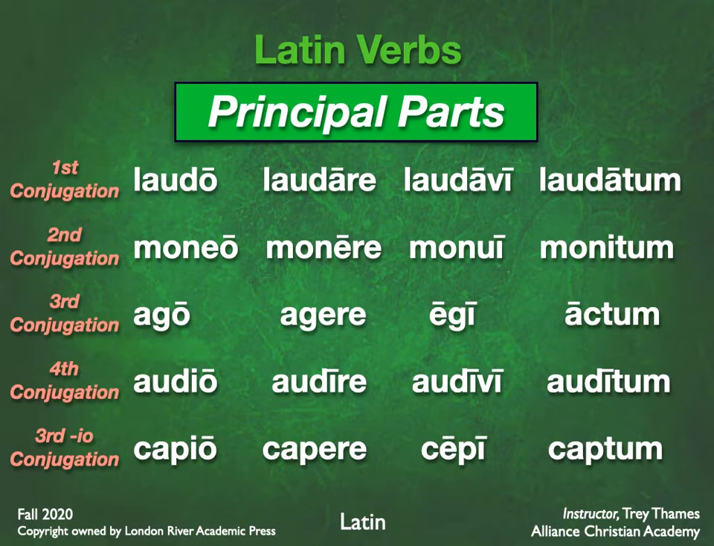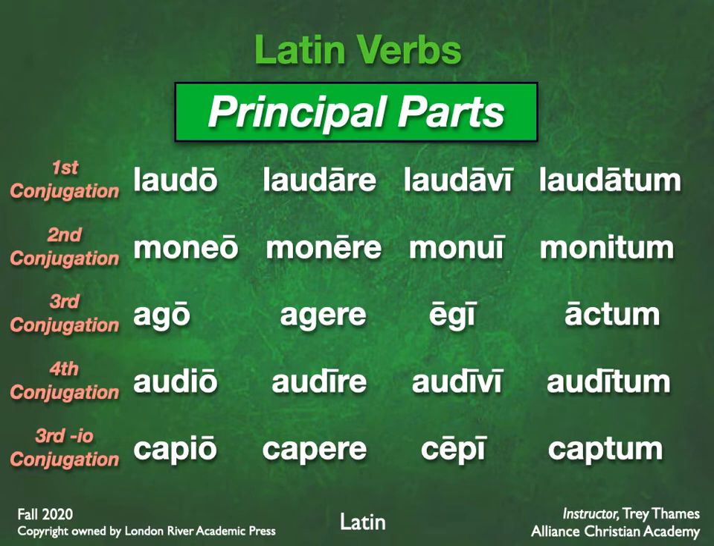Third conjugation verbs, if you remember last year, they're a little different. Third and third IO act a little differently than first and second. We'll look at that more in a minute. But they all have that short E in the second principal part. So it's ago, agere, egi, actum. Short E in the second principal part. Fourth conjugation, audio, audire, audivi, auditum. Long I in the second principal part, audire.